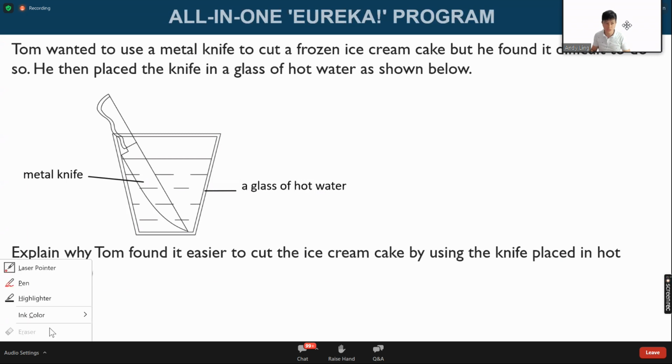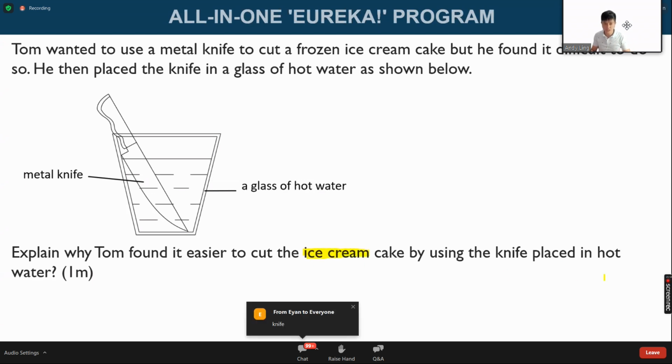So parents, I would like to ask you the first question relating to this. What is the object that we are talking about here that we need to answer? Is it the ice cream cake that we need to explain and answer, or is it the hot knife that we need to explain and answer? Quite a lot of people talk about the hot knife, huh? Okay. So is it really the hot knife? All right. Good that you attend tonight's webinar.